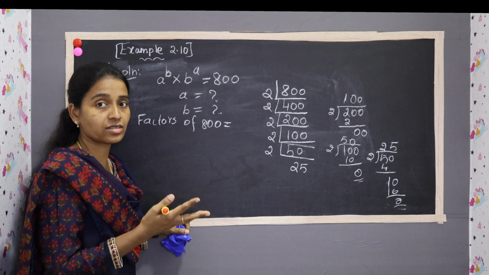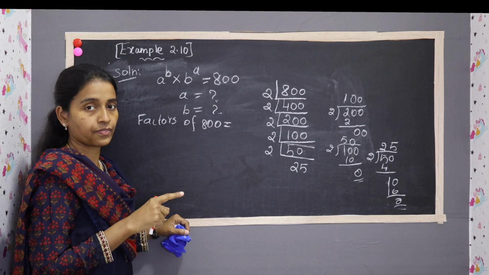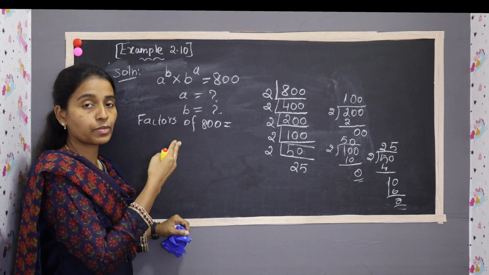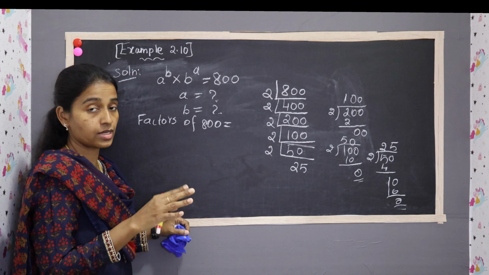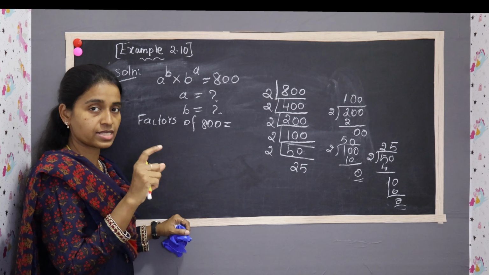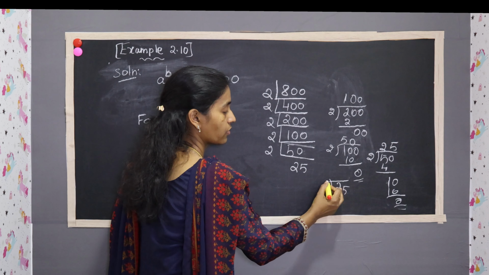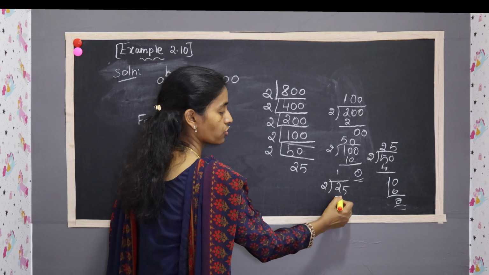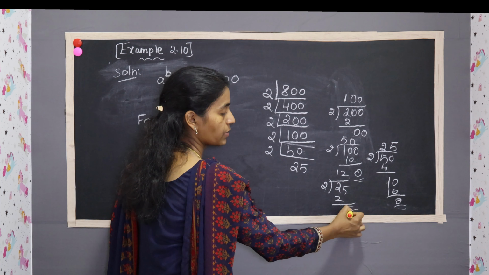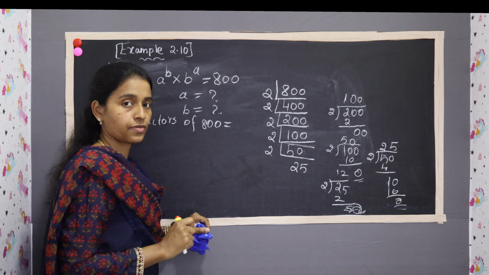Now we cannot take number 2 again. Why? Because we have the number 25. We cannot divide this 25 by 2 completely without leaving the remainder. Because if I am dividing 25 by 2, I will be getting some remainder, right? So just check it out. 2 into 2, 2, 5, 2 into 2, 4. I will be getting remainder 1. So you should not take this 2 as a factor.